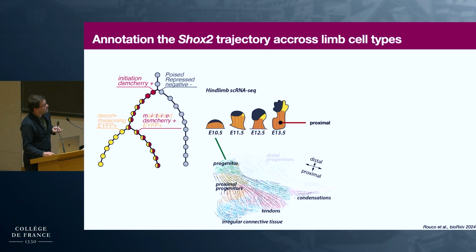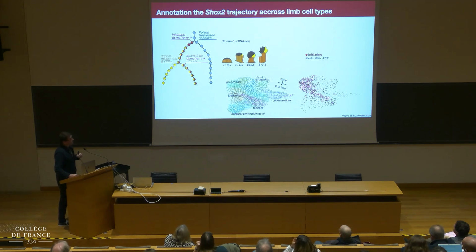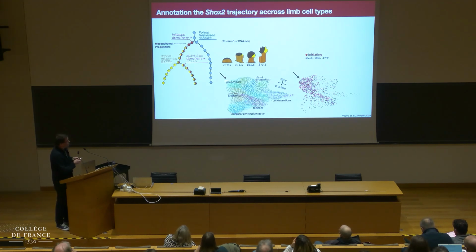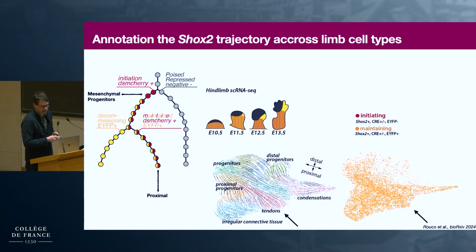The maintaining cells, right, that we see here, and so all the proximal part of the limb is here down, and all the distal part of the limb is basically here. So, where does this regulatory trajectory start? It starts with the initiating cells. The initiating cells, you can see, are in the progenitors mostly. Very early on, you can start to see these initiating cells. Then, we have cells that maintain expression. So these are mostly in the proximal part of the limb, which makes sense. We saw it with the expression pattern before.